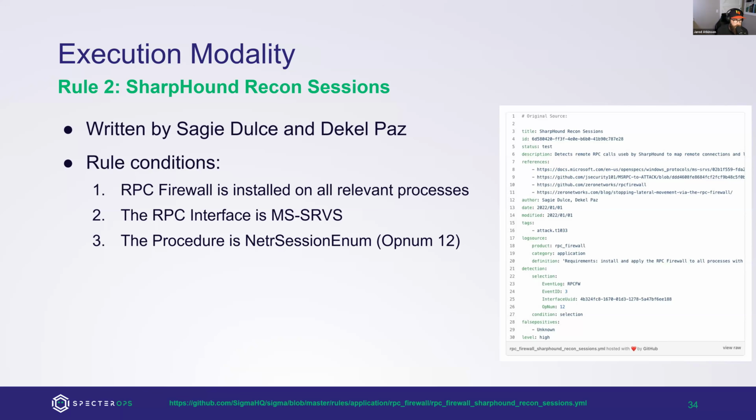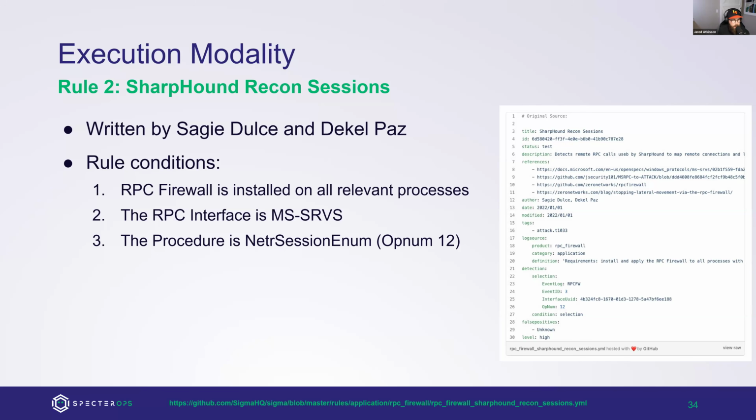But the second condition is that the RPC interface that we're seeing is, on line 25, 4B32, 4FC8, and so on and so forth. That refers to the Microsoft Server Service Remote Protocol, or MS-SRVS. And then the third one is that the procedure is opnum number 12.